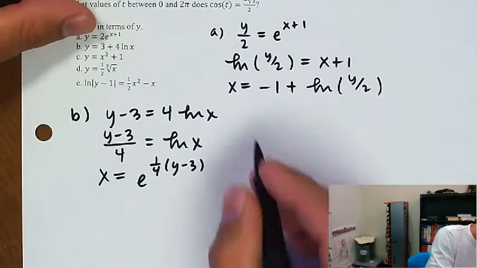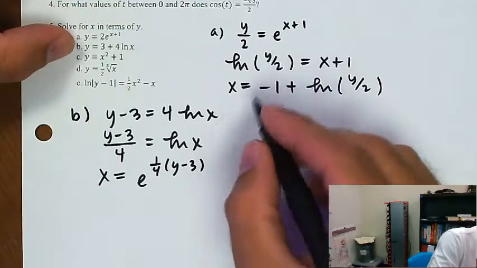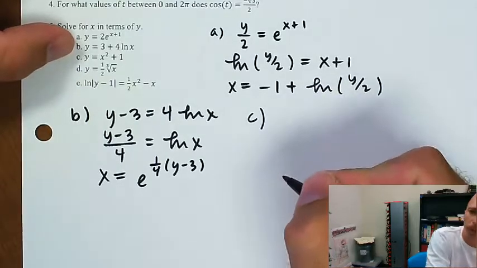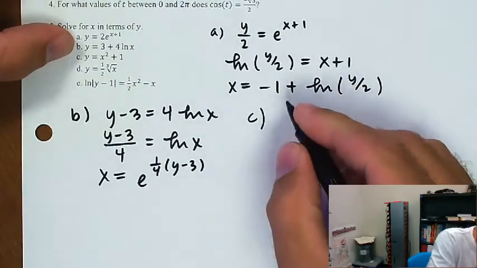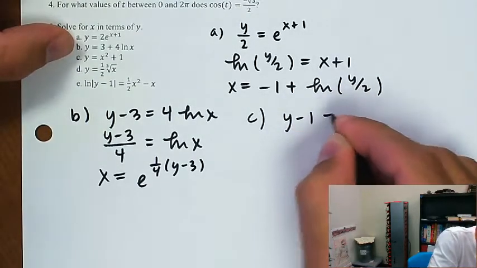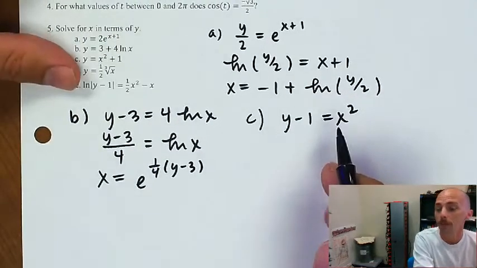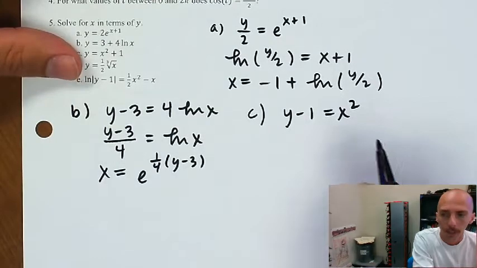For c, y equals x squared plus 1. Well, I'm going to say that y minus 1 is equal to x squared. And then, if I've got this x squared, I'm going to need to take the square root of both sides of this equation.